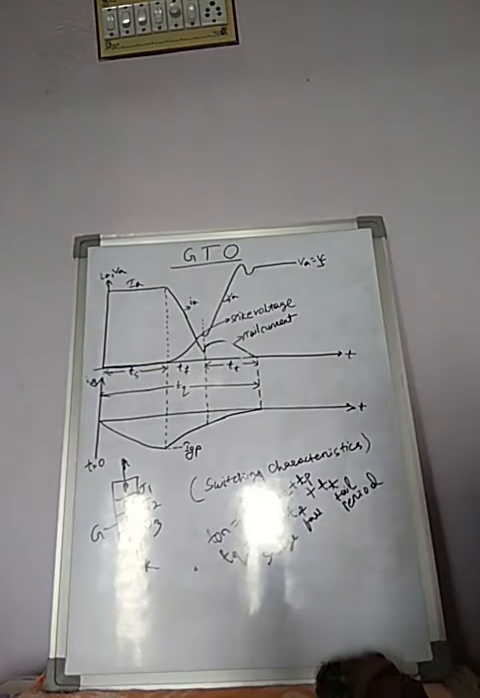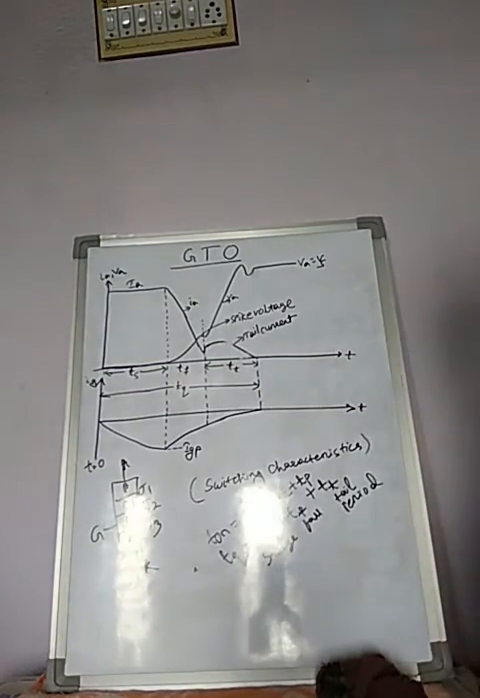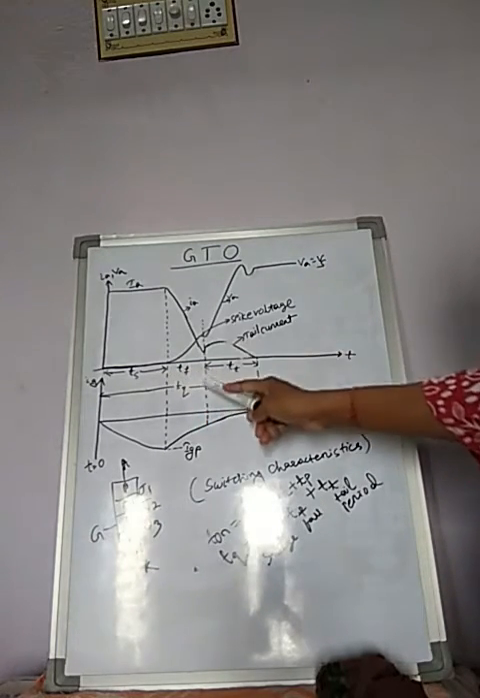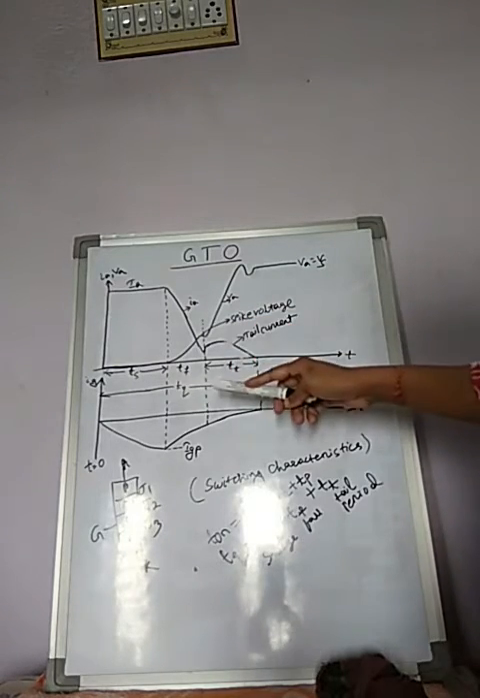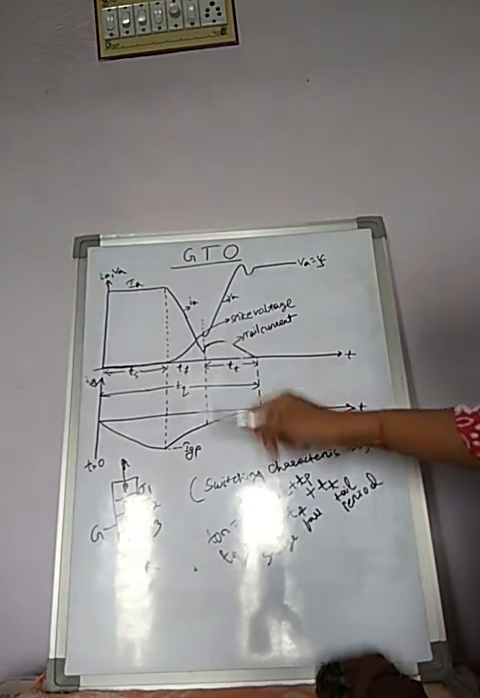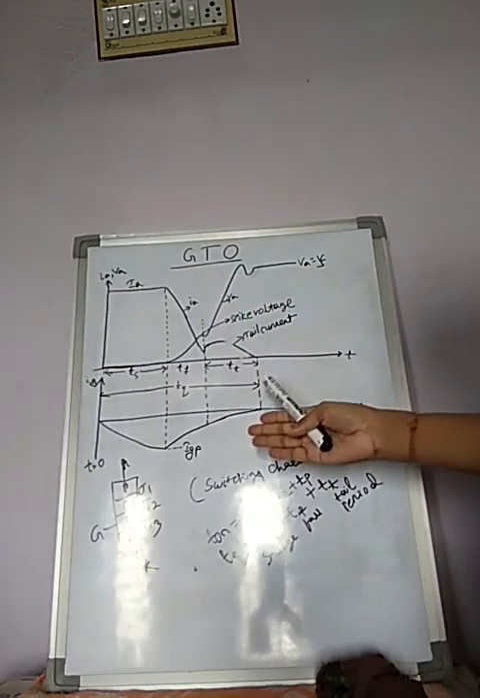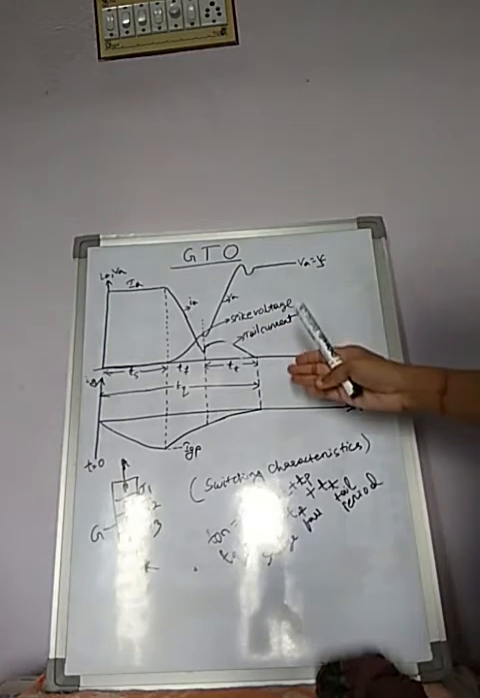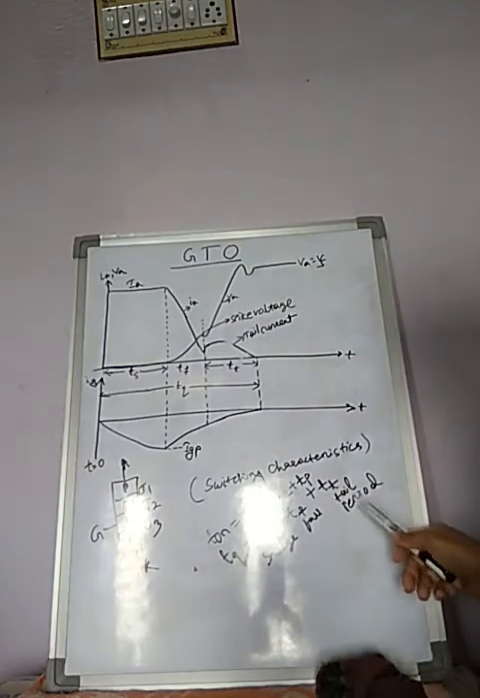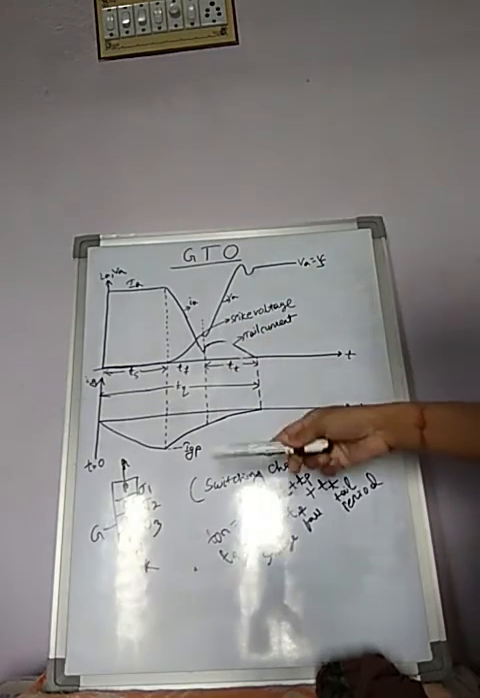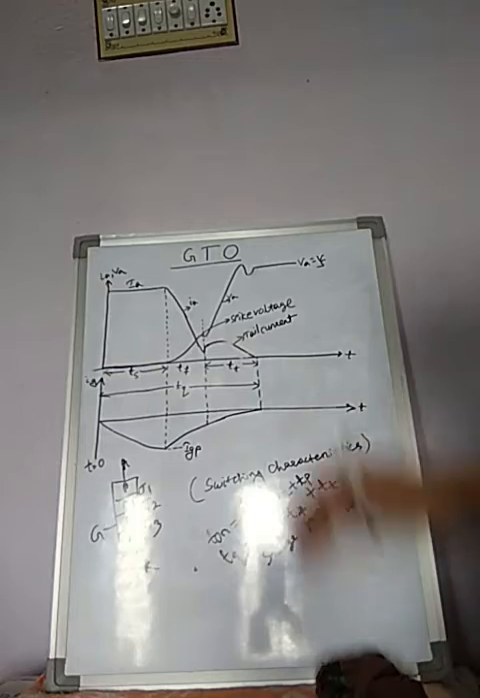So after time TS plus TF, at this level there is a spike in voltage due to abrupt change in current, and after TF, anode current IA and anode voltage VA keep moving towards their turn off values for a time called tail time. This is the tail period or tail time. So during this tail time, what happened to the parameters IA and VA? That means what happened to the anode current and anode voltage?